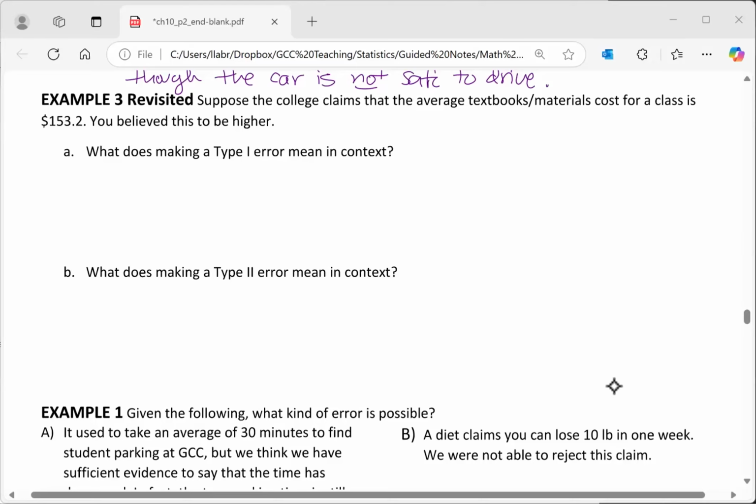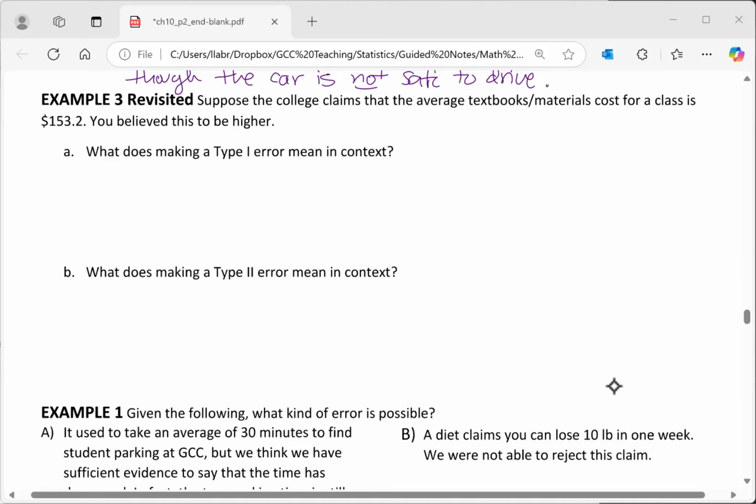All right, let's go ahead and take a look at our next example for interpreting, in other words, identifying the type 1 and type 2 error in context. All right, so here's our example. Example 3, this should be an earlier example, where the college claims that the average textbook/materials cost for a class is $153.20. You believe this to be higher.